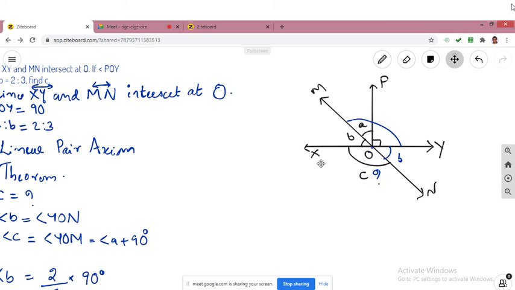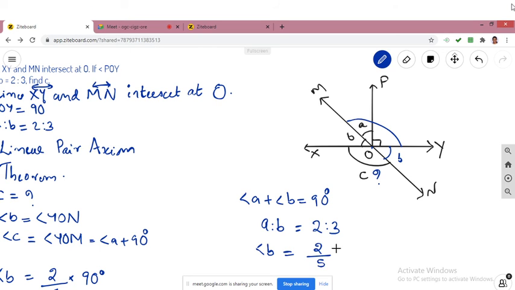Okay, then since this angle is 90 degrees, the other should be 180 minus 90, that is angle A plus angle B will also be 90 degrees. And we were given that A is to B is equal to 2 is to 3. So we can write angle A is equal to 2 by 5 of 90 degrees.